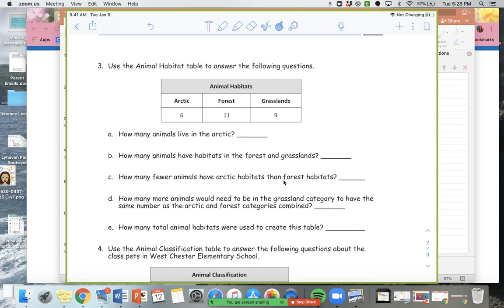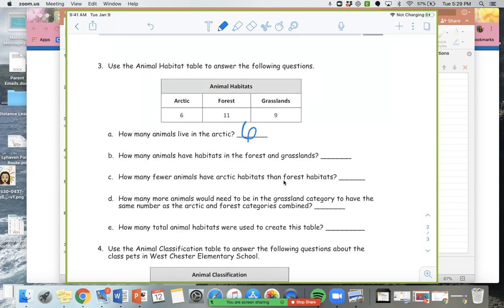Okay, next question. Use the animal habitat table to answer the following questions. Arctic, forest, and grasslands. Ooh, habitats. We learned about habitats. So how many animals live in the Arctic? So you are not using the information from above. You are using the information from this table right here, okay? So how many animals live in the Arctic? Well, I see that there are 6. So I'm going to write 6.